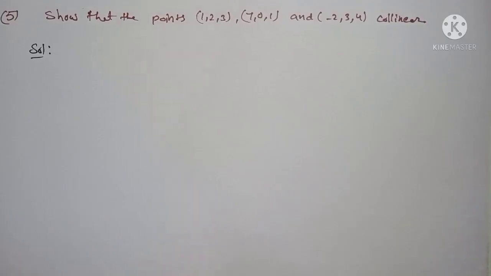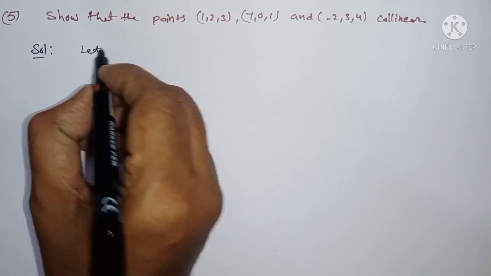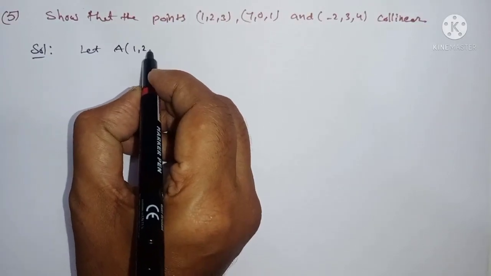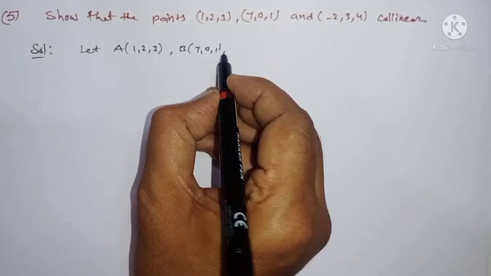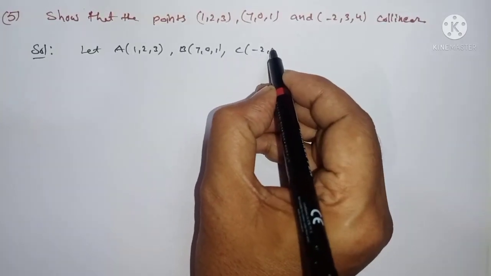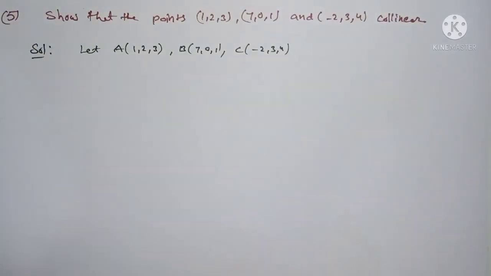Next question. Show that the points 1 comma 2 comma 3, 7 comma 0 comma 1 and minus 2 comma 3 comma 4 are collinear. Let the given points be A of 1 comma 2 comma 3, B of 7 comma 0 comma 1, and C of minus 2 comma 3 comma 4. You can find the three distances, that is AB, BC and CA. Collinear means any two sides add up to the third one.